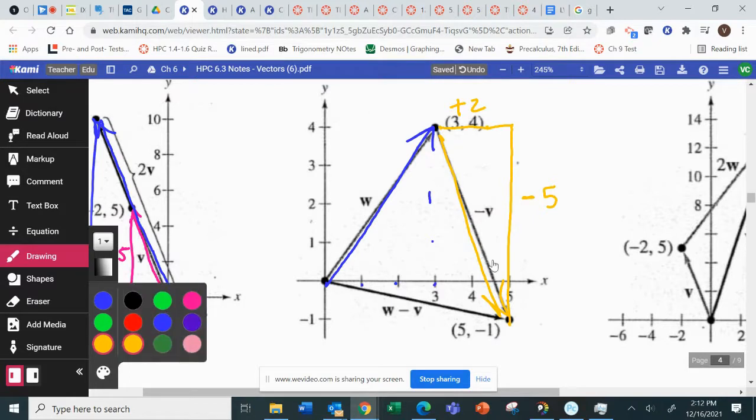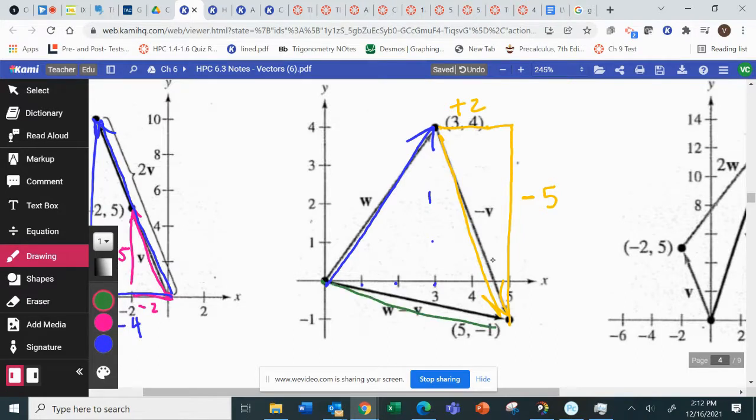And on this graph, we can see that from 0, 0, if I just drew straight there, that vector would end right at that point.